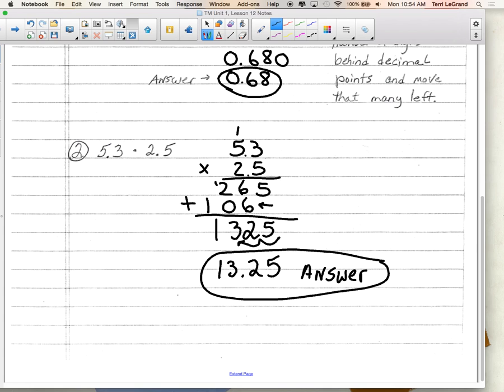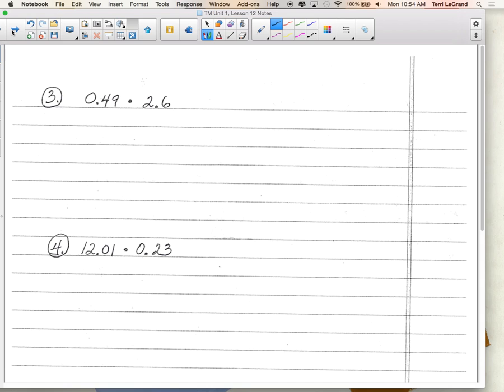Number 3 on the back. Again, it's going to be important that we just line them up without the decimal points like that, so that you line them up nicely. And then go stick your decimal points in after. And make sure you can see them though. You don't forget that they're there. So then we go to work multiplying.